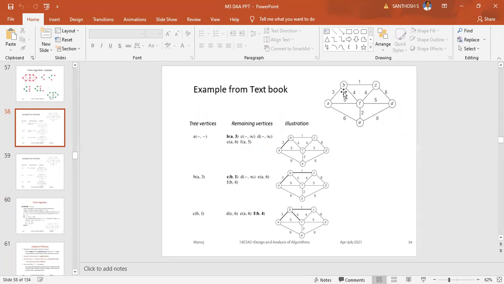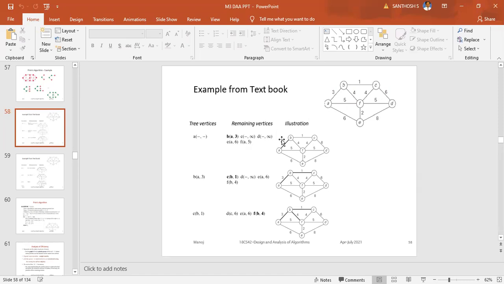From A to B, the path is... From A, which are the remaining vertices? B, C, D, E, F. Okay, so which are reachable from A? From A to B, B is reachable from A, comma 3. From A, is C reachable directly? No, C is not reachable. So you give minus, comma infinity. From A, is D reachable? No, D is not reachable. Give it as minus, comma infinity.